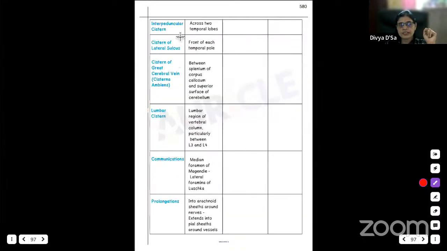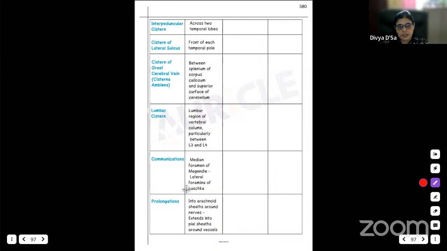Other, smaller cisterns are the interpeduncular cistern, across the two temporal lobes; the cistern of the lateral sulcus, in front of each temporal pole; and the cistern of the great cerebral vein, also called cisterna ambiens, between the splenium of the corpus callosum and the superior surface of the cerebellum. Lumbar cistern is in the lumbar region of the vertebral column between L3 and L4, where the spinal cord ends. Since the spinal cord ends there, that space suddenly becomes bigger, because there is no spinal cord below that.